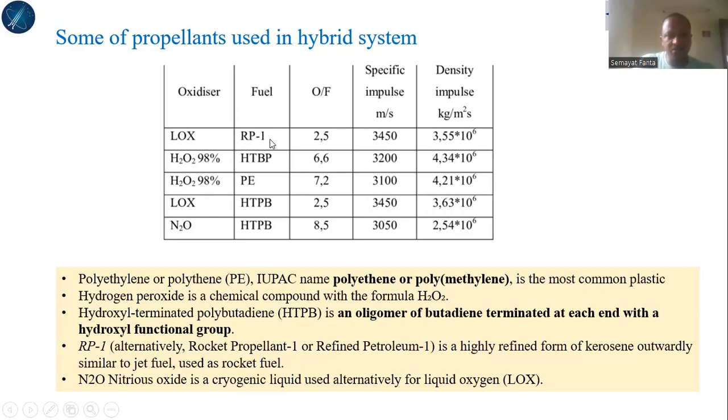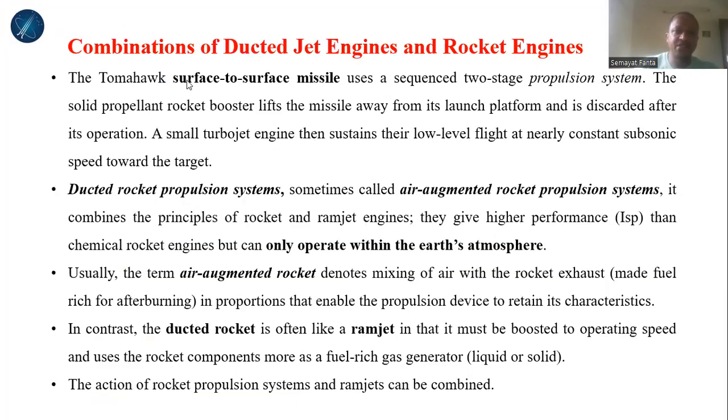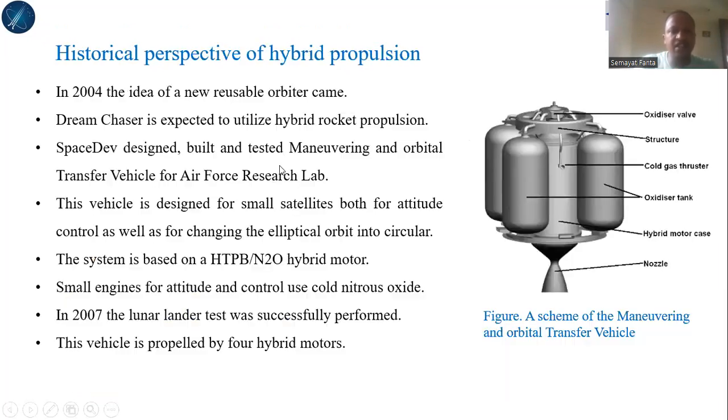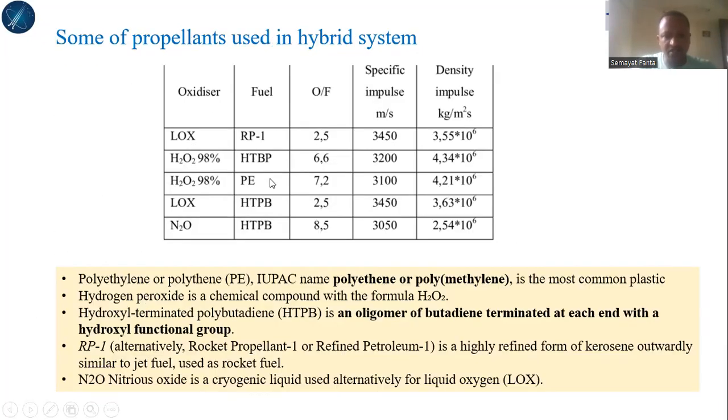RP1. Most of the time, throughout the discussion, many of these chemicals for shortened representations will come. So RP1 means we call it rocket propellant 1, or it is called refined petroleum 1. So RP1 means refined petroleum 1, and HTPB is also there. Okay. PE. This is also another name, polyethylene. Its IUPAC name is polyethylene or polymethylene. So these are there as a fuel.